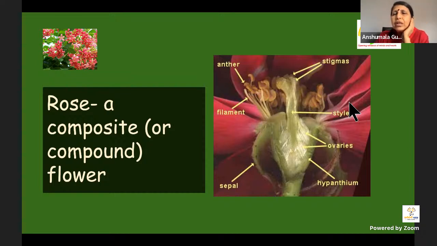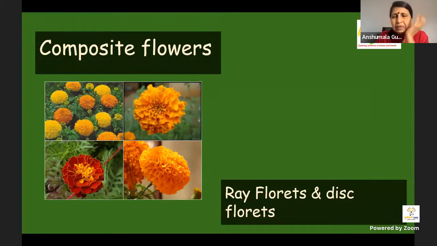So this is also a compound flower, not a single flower. So there are many flowers which are compound. And the best examples around us are compound or composite flowers. So this is, what is it called? Geenda in Hindi or marigold in English.